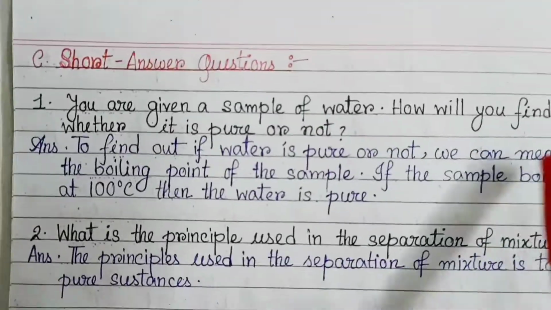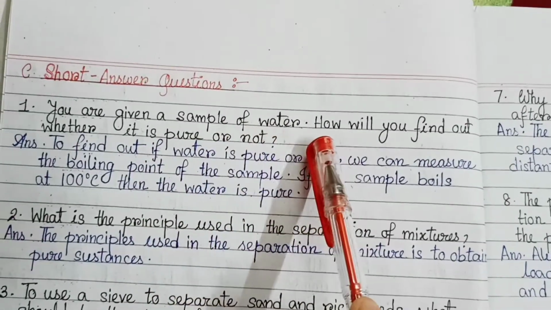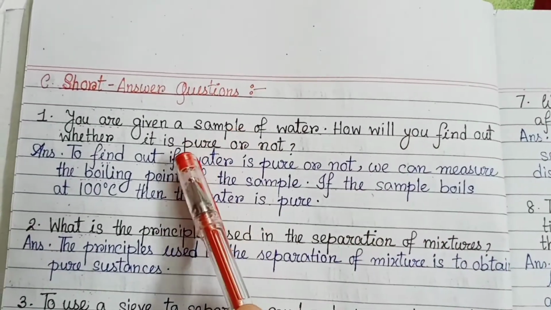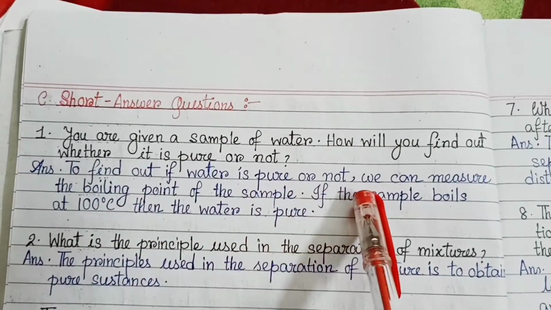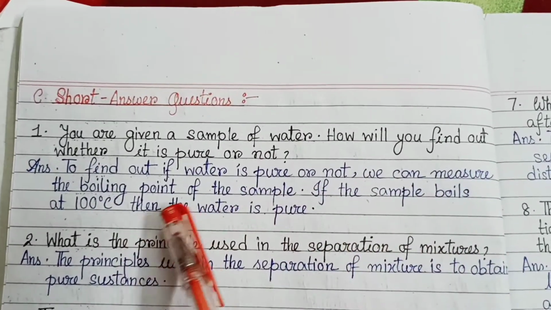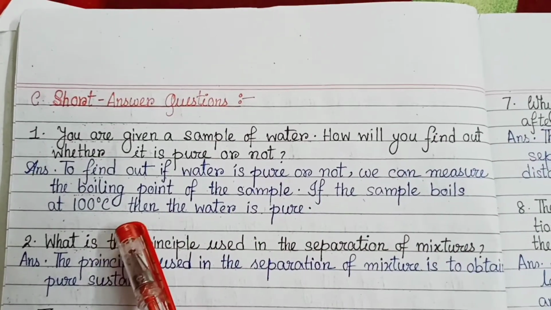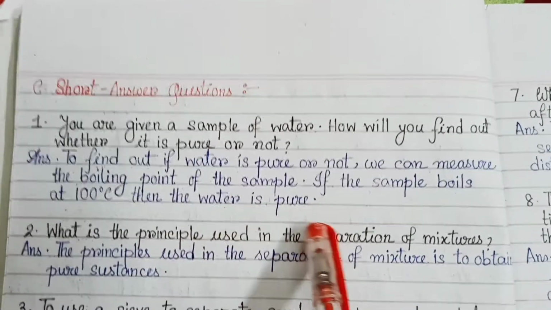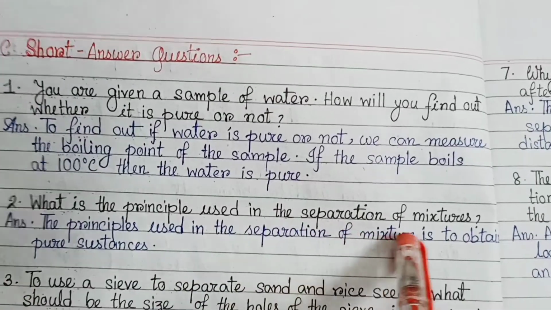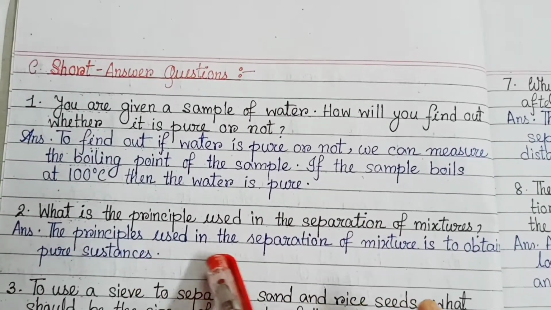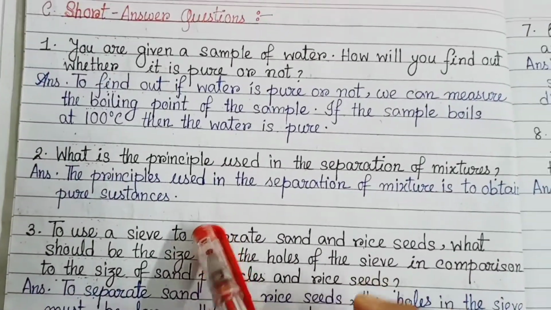Number C. Short answer questions. You are given a sample of water. How will you find out whether it is pure or not? To find out if water is pure or not, we can measure the boiling point of the sample. If the sample boils at 100 degrees centigrade, then the water is pure. Number 2. What is the principle used in the separation of mixtures? The principle used in the separation of mixtures is to obtain pure substances.